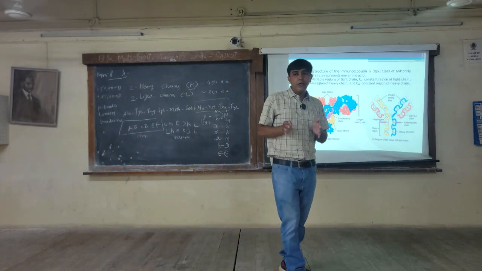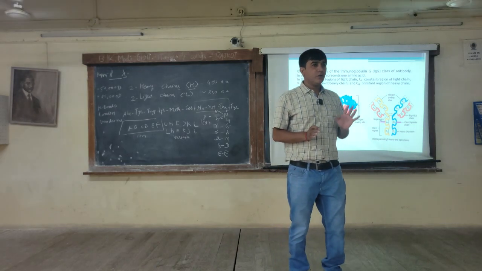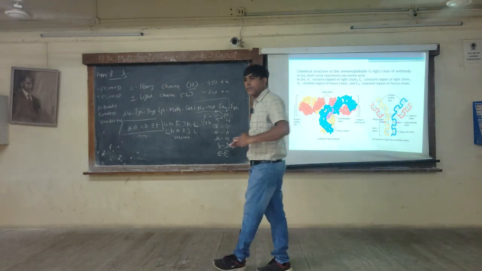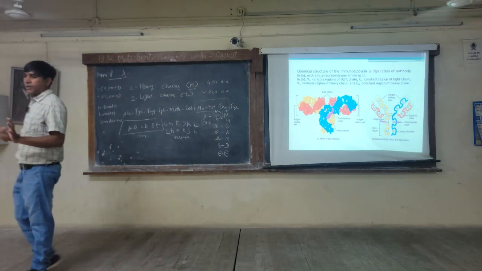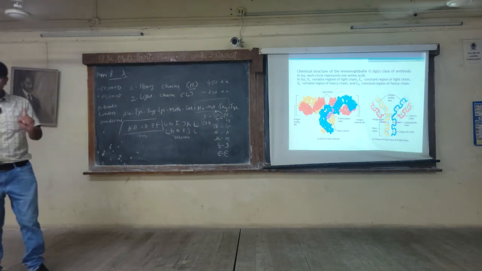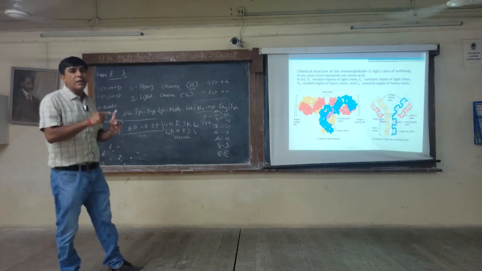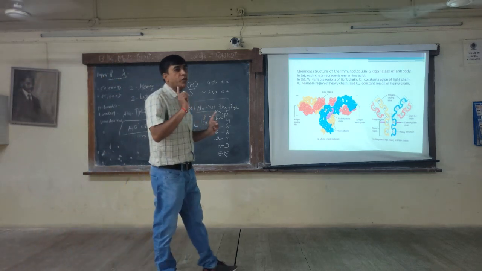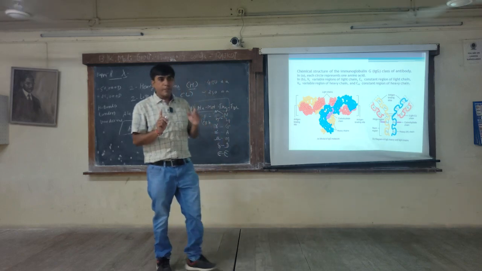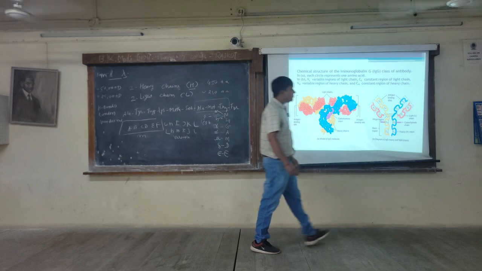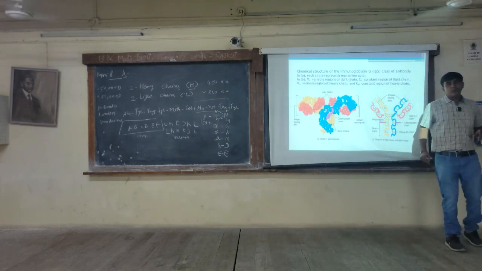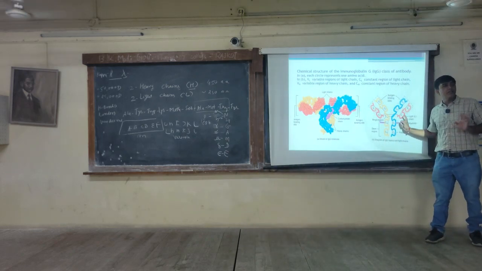In any immunoglobulin structure, either kappa chain is present or lambda chain is present. That is, both the chains are either kappa or lambda. In any molecule of immunoglobulin, both types of chains are never present together. Okay, 2 light chains as they are shown over here. So both will be either kappa or lambda.